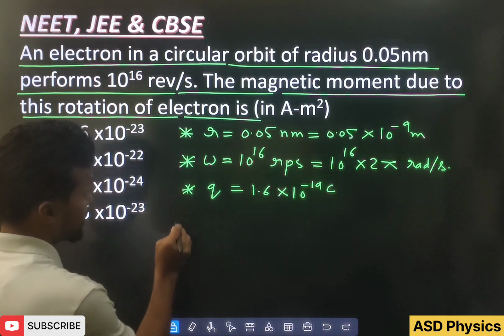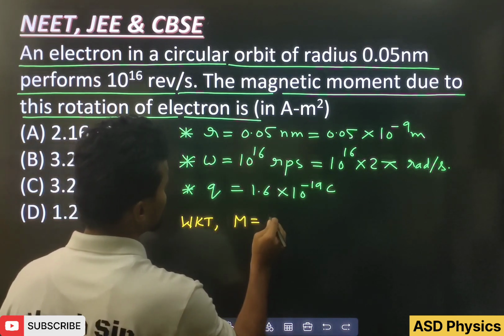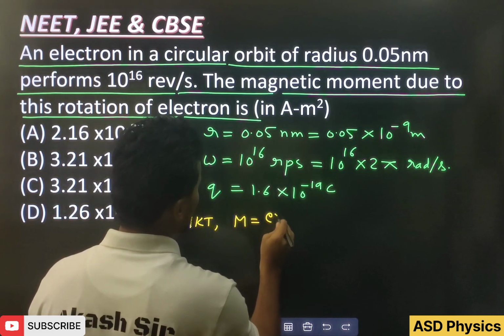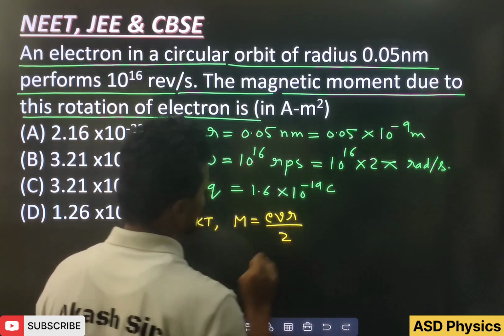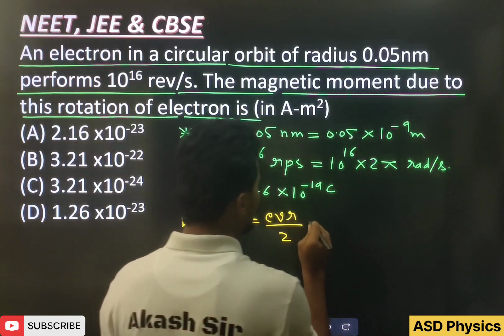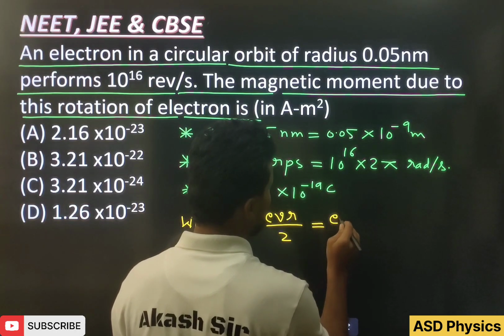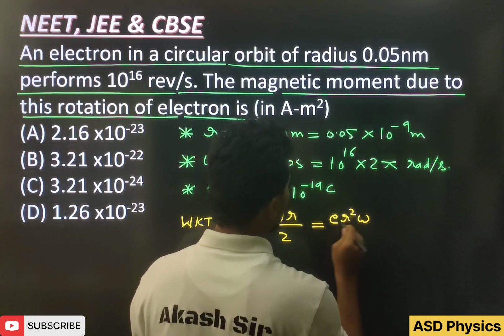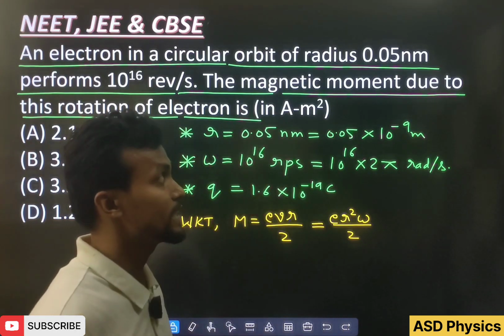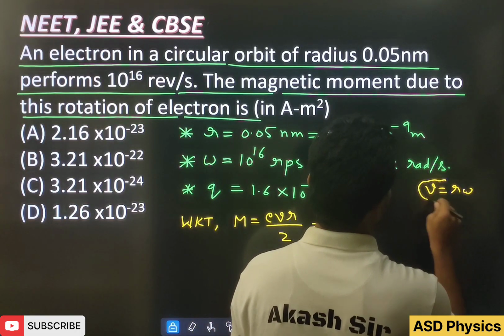After that, we know the formula. What is the magnetic moment formula? I have told you, remember that here, QVR by 2, or I can write here eVR by 2. But here v is not given, omega is given. So we will put v equal to R omega. The moment you put v equal to R omega, it will become e R square omega by 2. What I have done is I have put v equal to R omega.